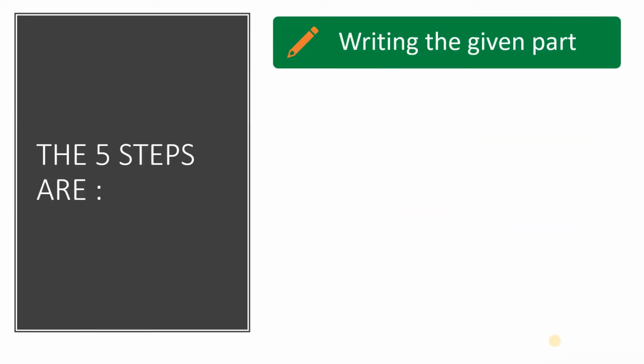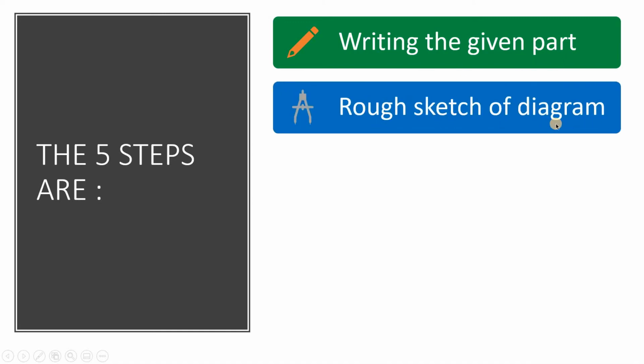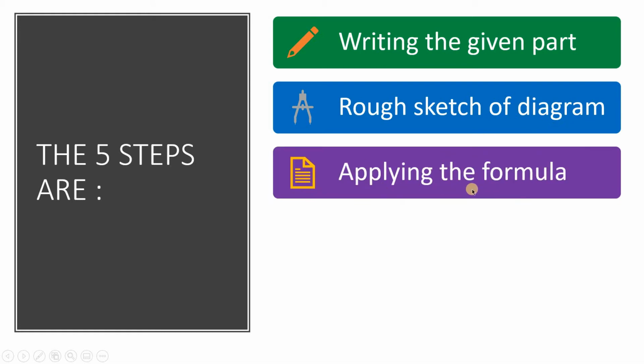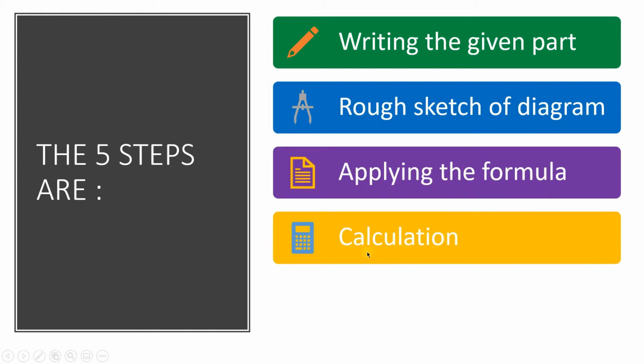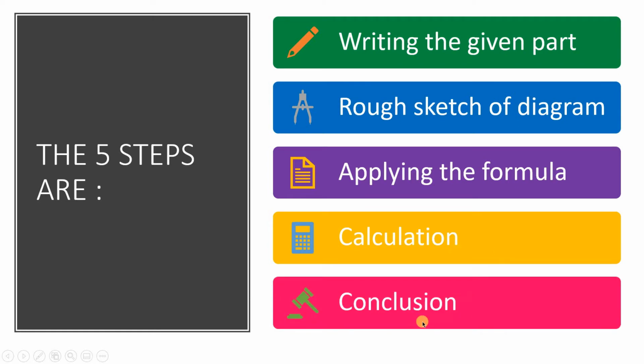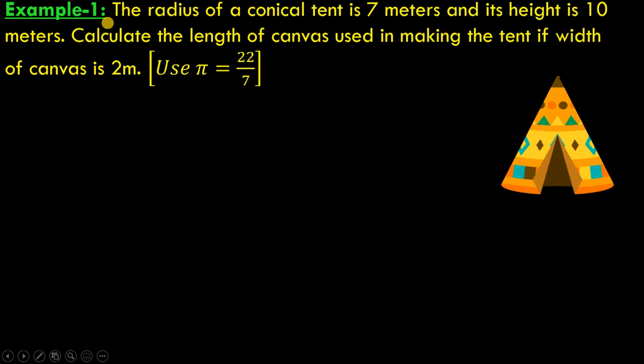The 5 steps are: first we should write the given part, writing the given part and a rough sketch of the diagram, applying the formula, next calculation, and at last conclusion. It's purely from AP State Board 10th class textbook.